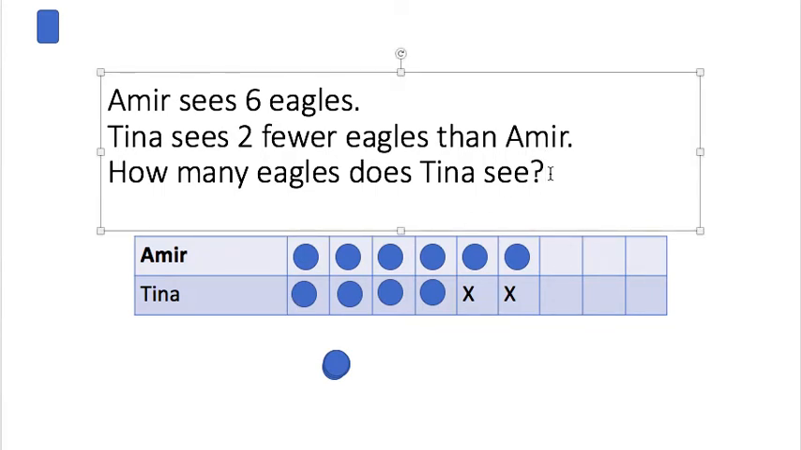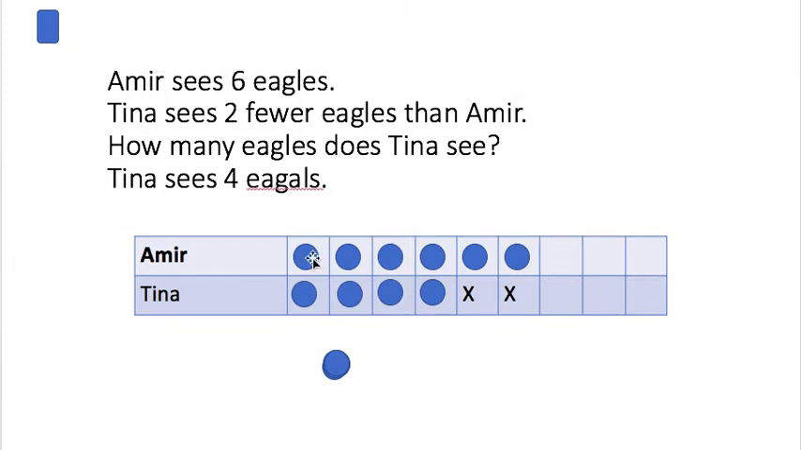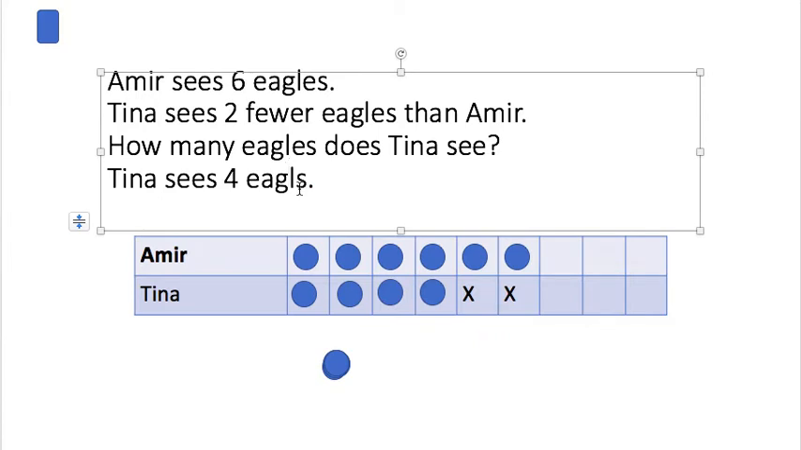So how many eagles does Tina see? Tina sees 4 eagles. Oops, I forgot me. 4 eagles. Wonderful. Oh, what did I do? I put the A in the wrong spot. Silly me. Okay. Tina sees 4 eagles. So my friends, this is how we use a chart to help us organize our thoughts when solving a word problem.